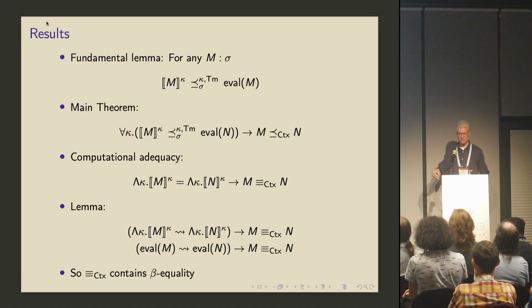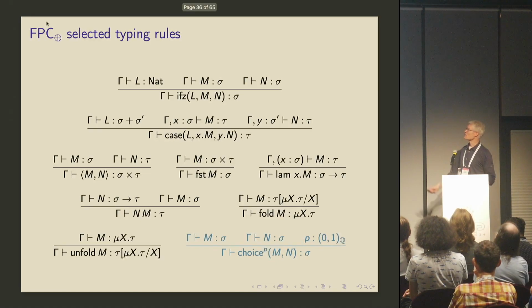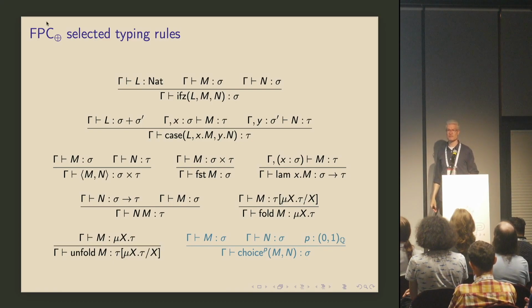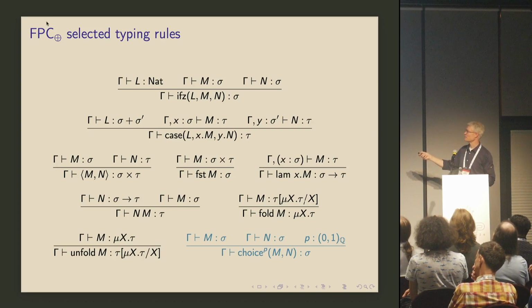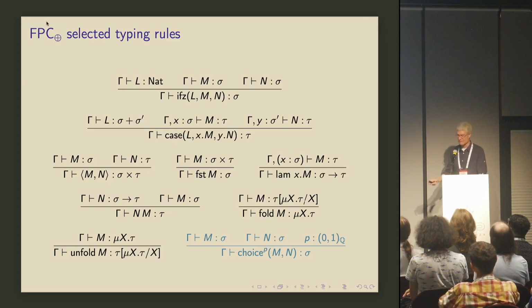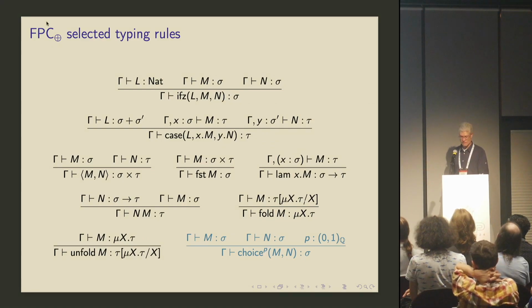Okay, so I've done this for FPC, and then I'll move on to talk about probabilistic FPC. Probabilistic FPC is just FPC extended with probabilistic choice. So I have all the typing rules I had before, but now I also have a choice operation here indexed by a p. And this choice means do m with probability p, and n with probability 1 minus p.